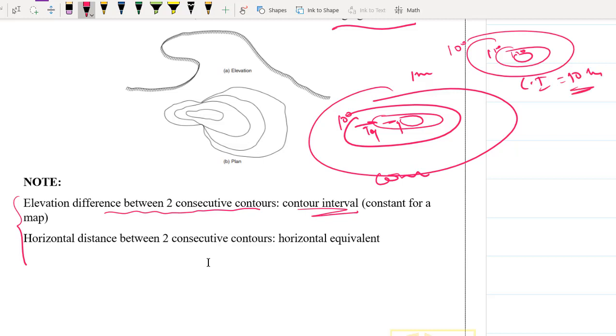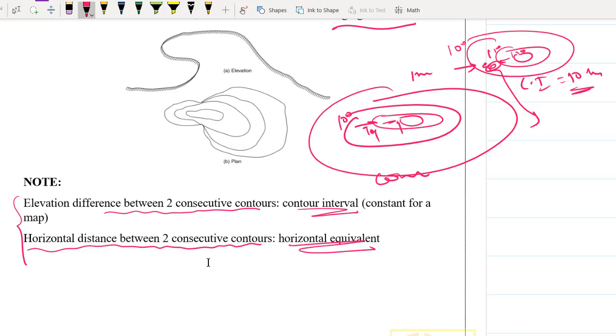And similarly, we also have one horizontal equivalent. What is it? Horizontal distance between two consecutive contours is called horizontal equivalent. So what is the horizontal distance between these two elevations? That distance we will be calling horizontal equivalent.